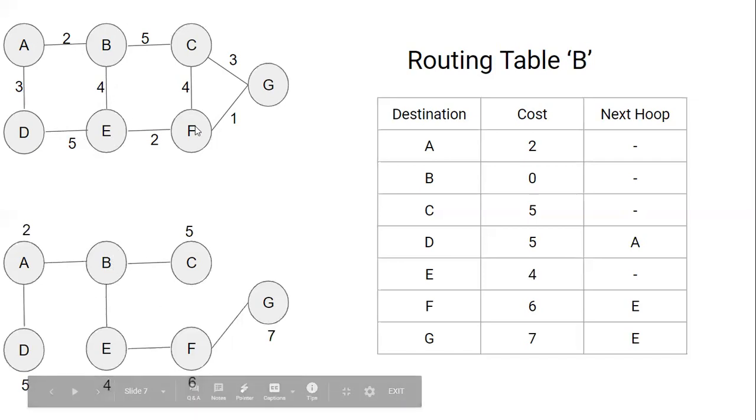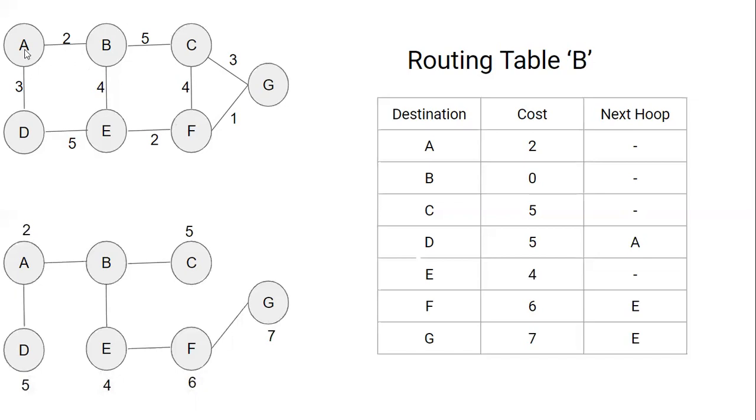After E, we need to go to F here. So how many ways are there? A to B, B to E, E to F is one way, or A to B, B to C, C to F. If you are going in this way, what is the value? It will become 2 plus 5, 7, 7 plus C to F is 4.